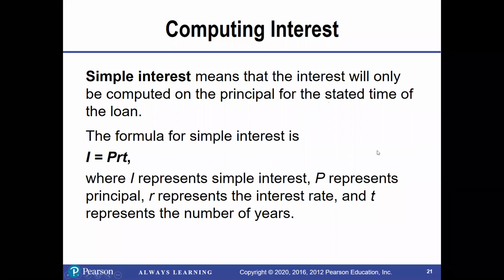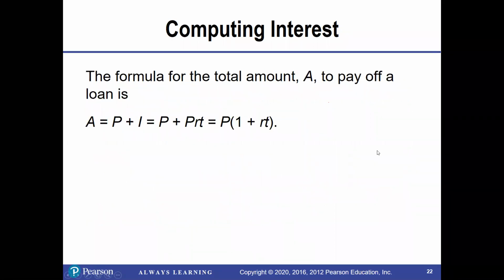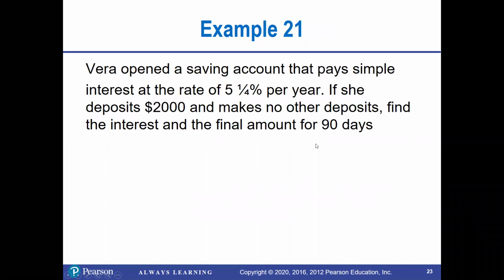Okay, the formula for the total amount. The total amount would be the principal plus the interest. In other words, if you use simple interest formula, the total amount you're going to pay is principal plus that interest. Okay? Or sometimes you'll see this formula for compound interest.